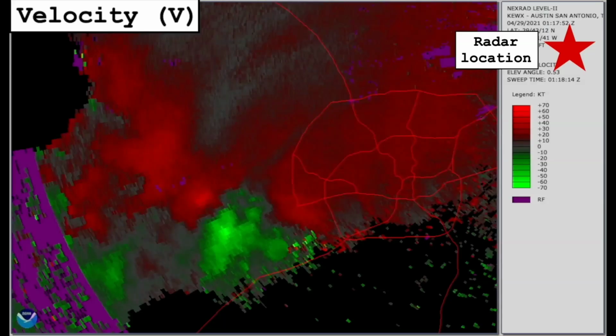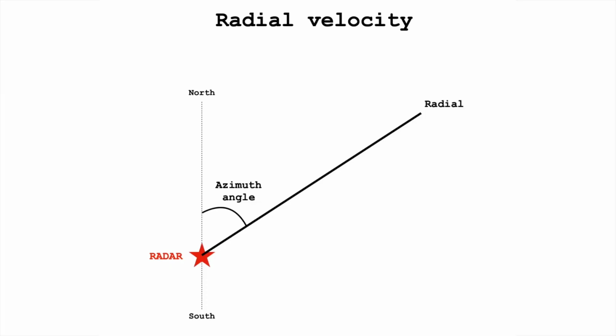The velocity of a target that you see on a radar program will almost always be slightly less than the actual velocity of the target because radars are at fixed locations, meaning that they can only measure how fast a target is moving toward or away from the radar itself. This is called radial velocity. Every azimuth angle, which is the radar beam's angle from due north, is associated with a radial.